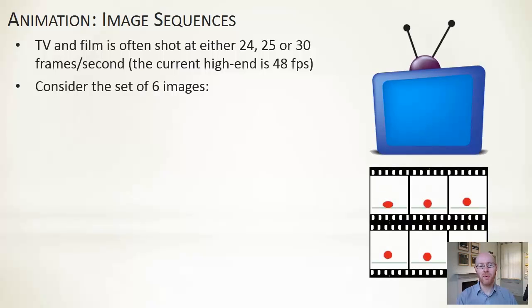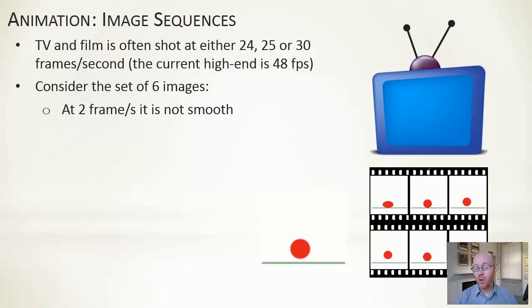So let's have a look at a couple of examples. There we have 6 images being shown, and these are 6 frames of effectively a bounce animation. I want to show you a couple of different speeds at which we can play that back. Firstly, at 2 frames a second, it's not smooth. If we're looking at that, it very much appears to be discrete images. One image is displayed after the other, and that's how we perceive it.